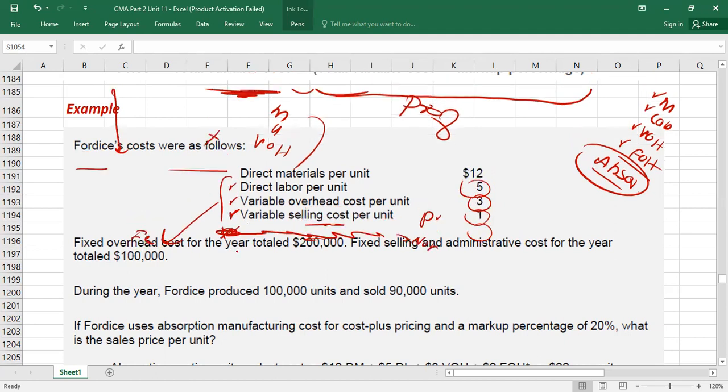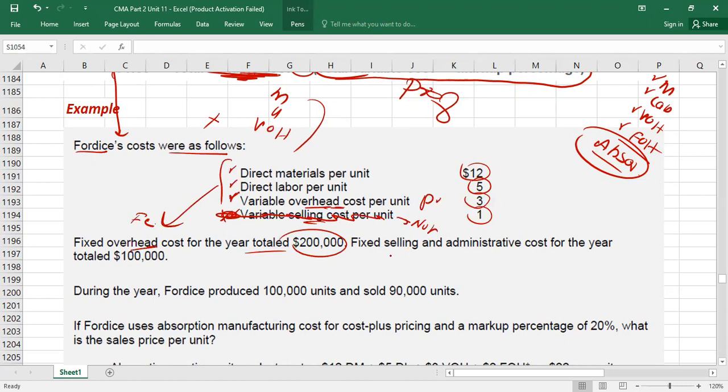So fixed overhead cost for the year, total how much? 200,000. And fixed selling and administration cost for the year is total 100,000. This is not relevant because it is non-production. Only production cost you have to take: material cost, labor cost, variable overhead, plus fixed overhead, all production cost. Don't take non-production to get the absorption cost.